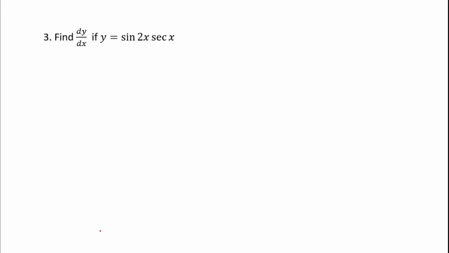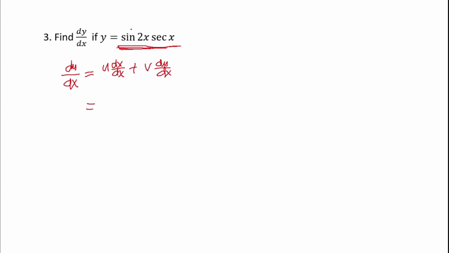So find dy with respect to x if y is equal to sine 2x sec 2x. So in this case, medyo tricky siya. So let's start with what we are going to think, that is multiplication. Okay, derivative of product. If we're going to have this one, dy over dx is equal to u dv plus v du over dx. So derivative of u times dv dx plus v du dx.